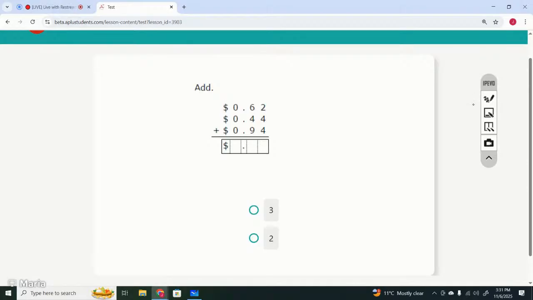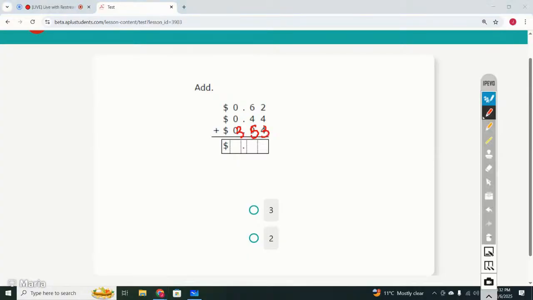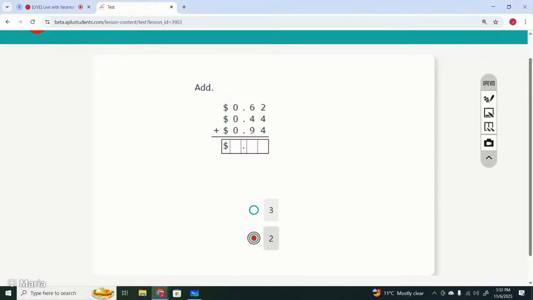0.62 plus 0.44 plus 0.94. 4 and 4, 8 and 2, 10, right? 0 and carry 1. 9 and 1, 10 and 6, 16. 17, 18, 19, 20, right? 0 and carry 2. 2 plus 0 is 2. That is 2. The correct option is 2. Option number 2 is the correct option.